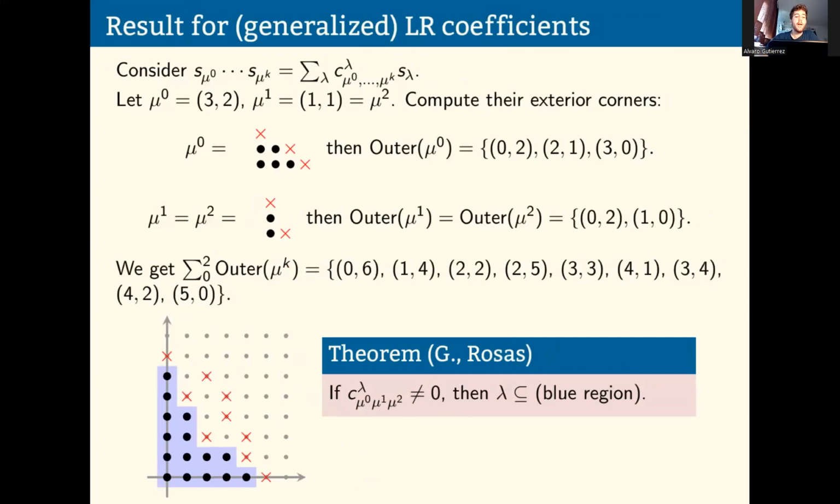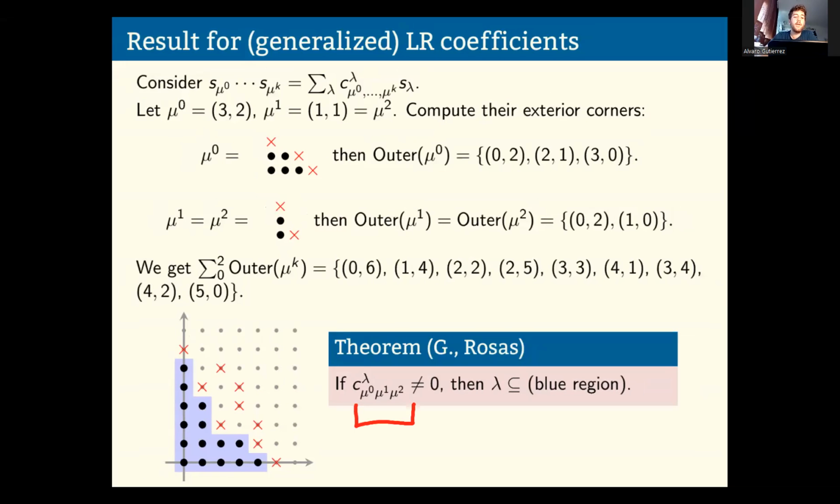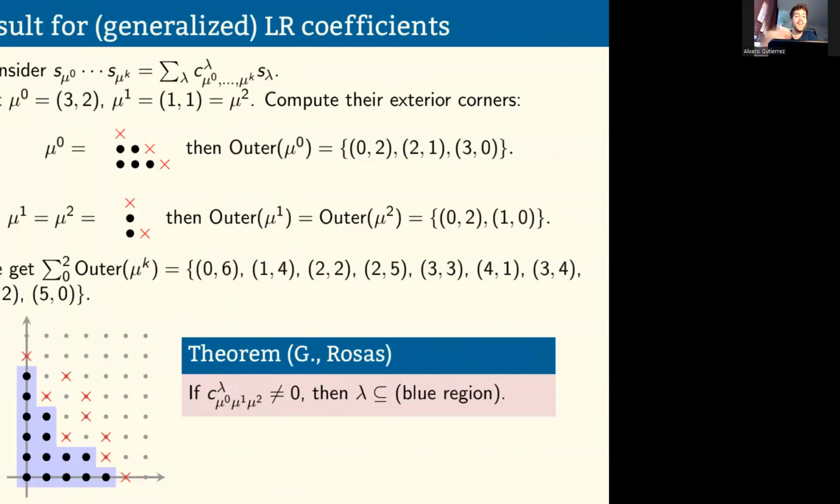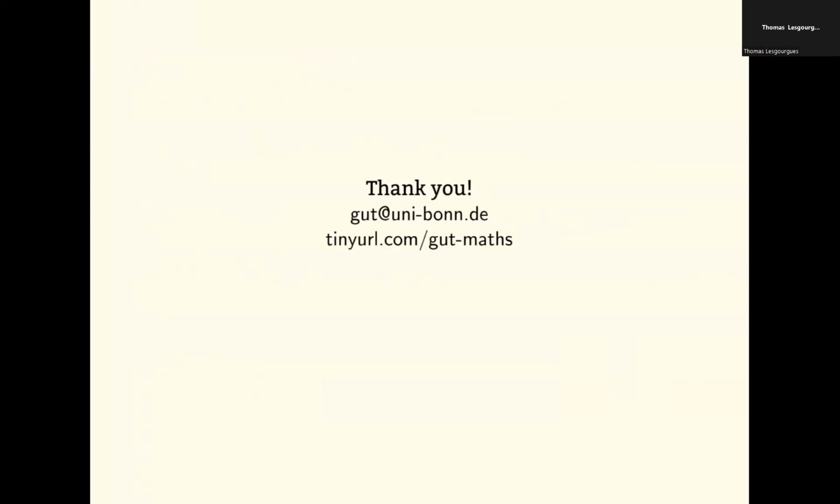And the statement is that if lambda appears with a non-zero coefficient in the product S mu0, S mu1, S mu2, then lambda fits inside this blue region. Okay, and that's it. I have 1 minute, so again, I want to relate this to tiles. So well, no, I guess I don't have any more time. So thank you. You can have 1 minute too if you want.